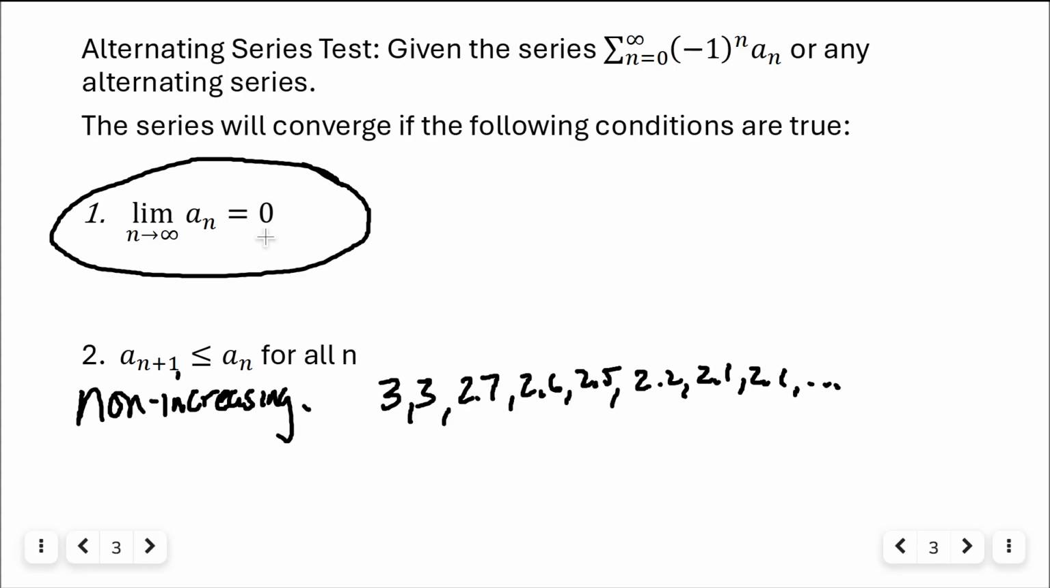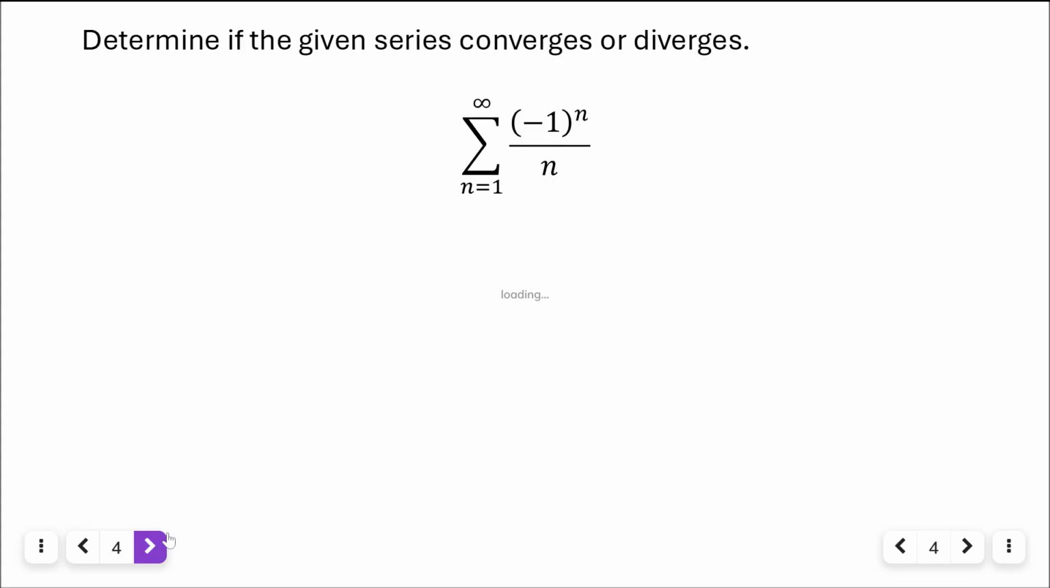It diverges. Okay? So those are the two things we have to show. All right, so let's take a chance at this. Let's see if this series converges or diverges. The sum from n equals 1 to infinity of negative 1 to the n over n. All right, so first, if I substitute 1 in, I get negative 1.